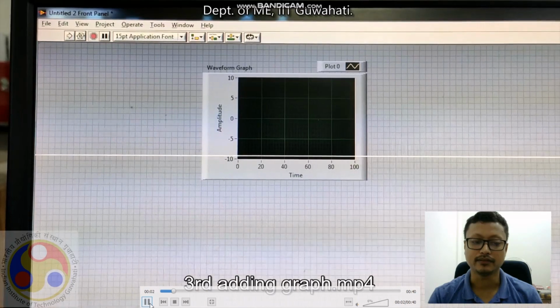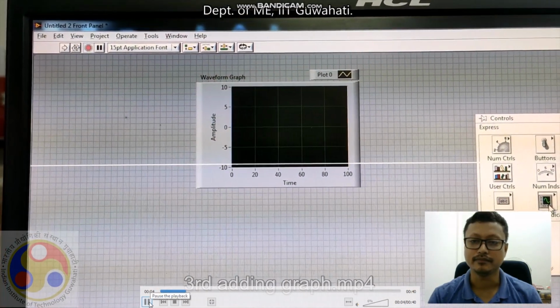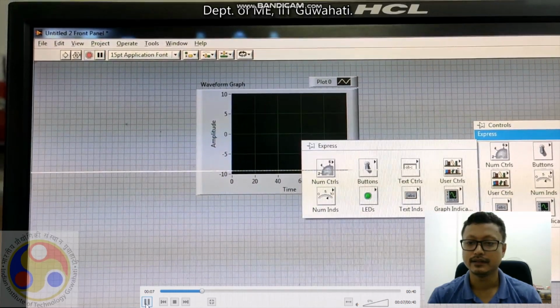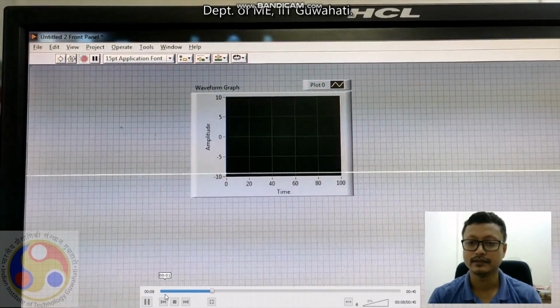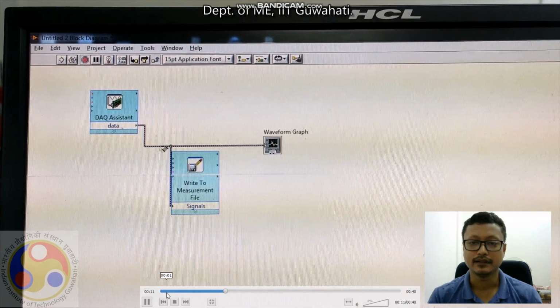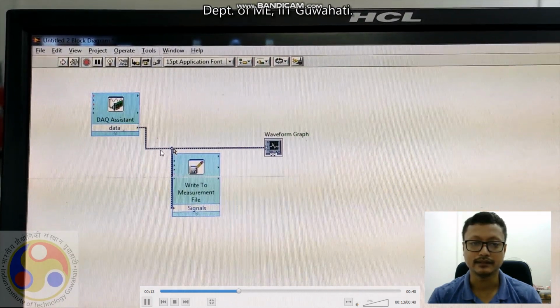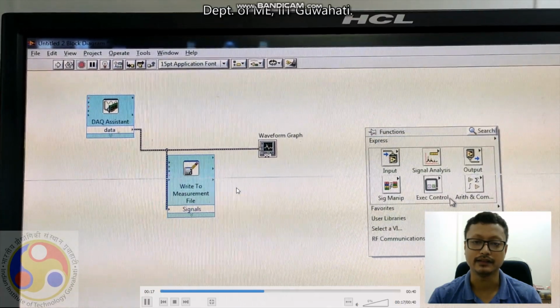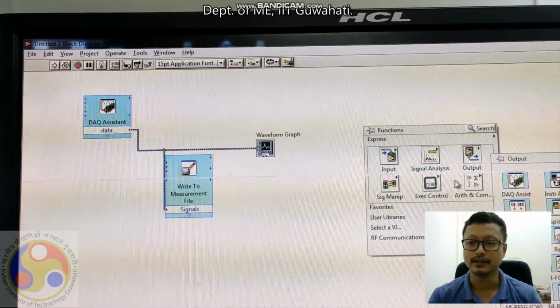Okay, again back to the block diagram. In this graph page, you need to select the XY graph. It will come like this, and from that XY graph you need to connect wires like this by clicking with the mouse, to get the signal.